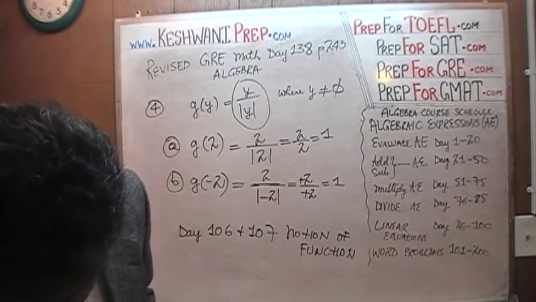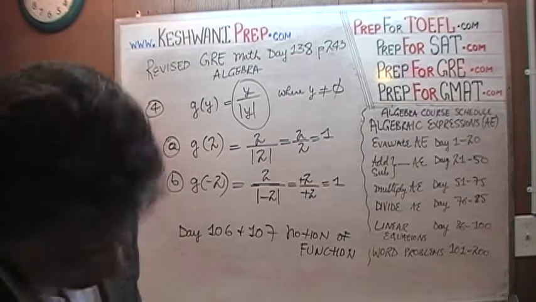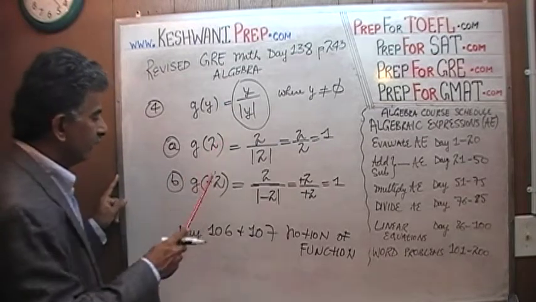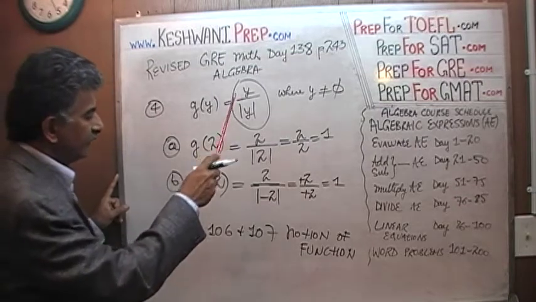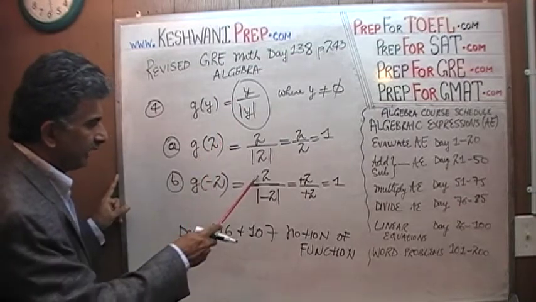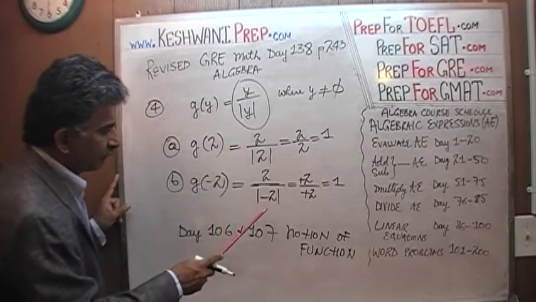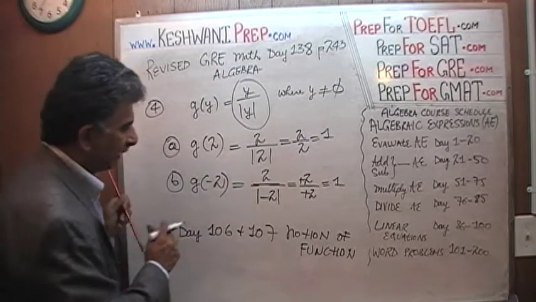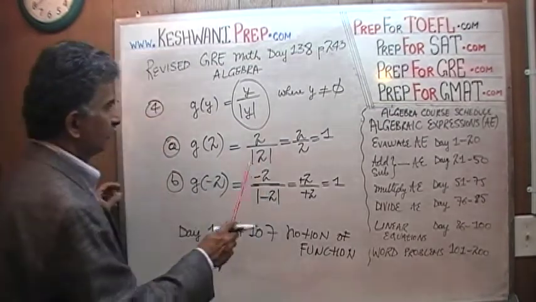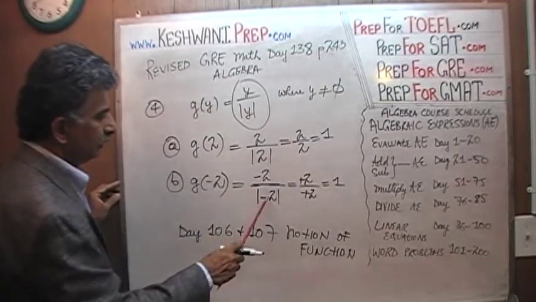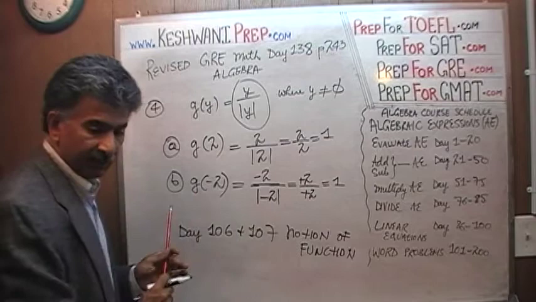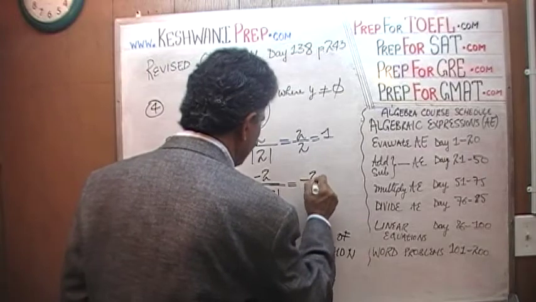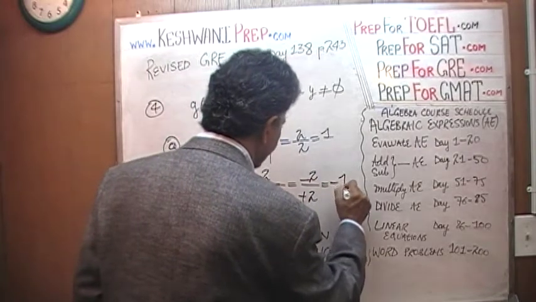In B they say g of negative 2. G of negative 2 means wherever we see y, we have to replace that y with a negative 2. I did not do that here. I replaced the y in the absolute value sign with negative 2, but I forgot to replace this y by negative 2. The top is also negative 2. Negative 2 divided by the absolute value of negative 2 is the same as negative 2 divided by positive 2, which is going to give us negative 1.